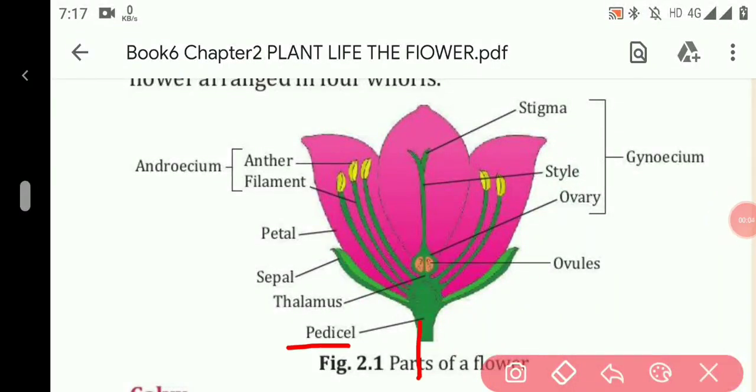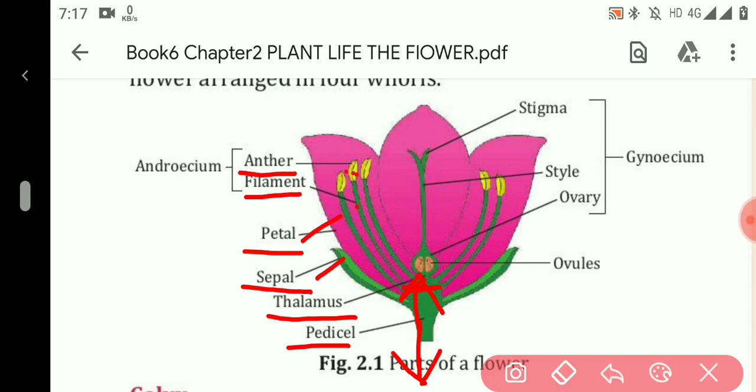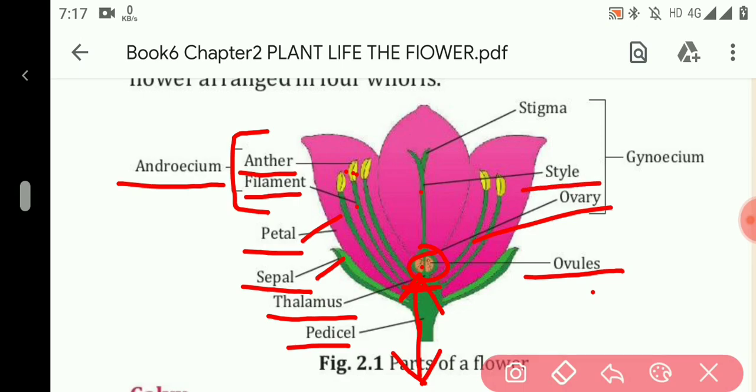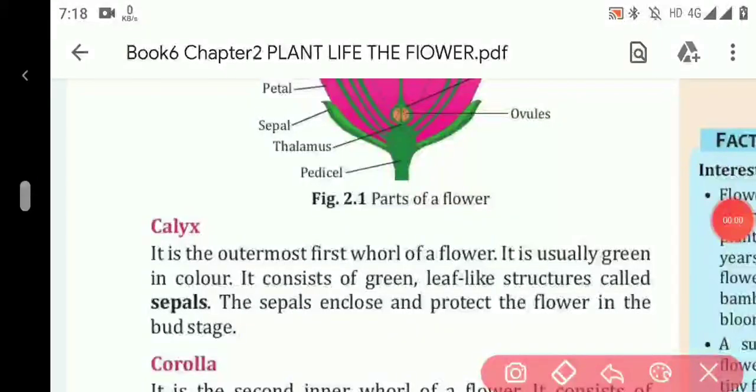This is the pedicel which is attached to the stem. The main tip which is flattened is known as the thalamus. These green parts are known as sepals. These attractive parts are known as petals. This is the filament and these are anthers. They constitute the androecium. Right here, these are ovules. This is the ovary. This long part is known as the style and this is the stigma, which constitute the gynoecium. So a flower has four main parts.